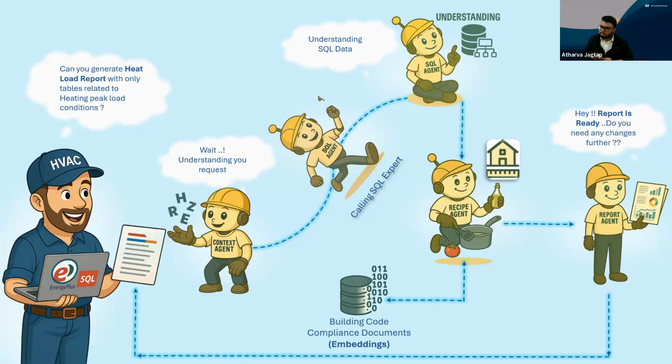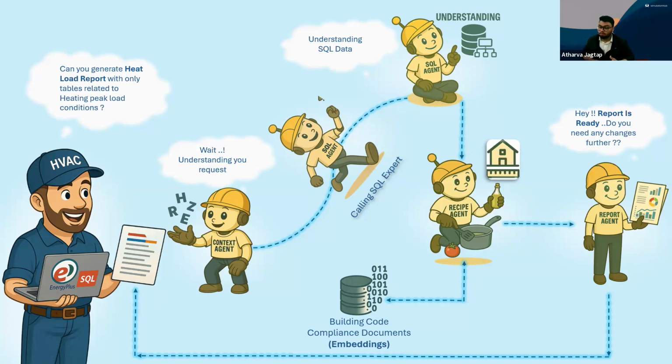So now you are saying that yes, I want some kind of pizza, but I want some customizations over it. The recipe agent is actually doing that. He's able to understand the user's customization. So here the user is only asking for heating peak load conditions, and using that he will generate a formula for the next agent, so it can generate a customized report for you.